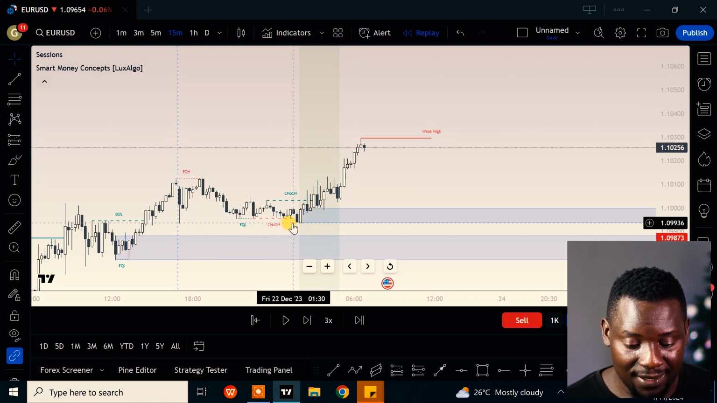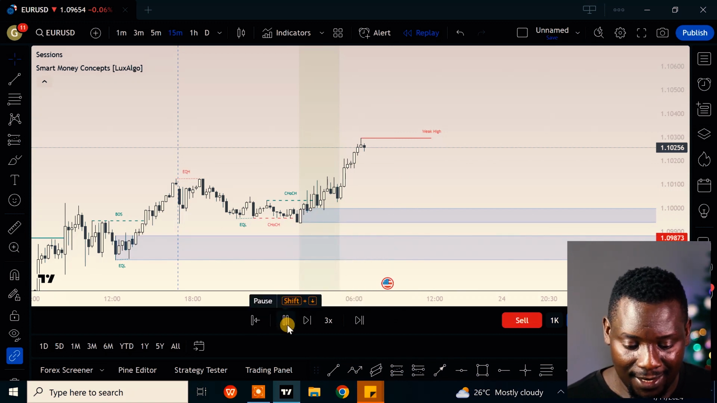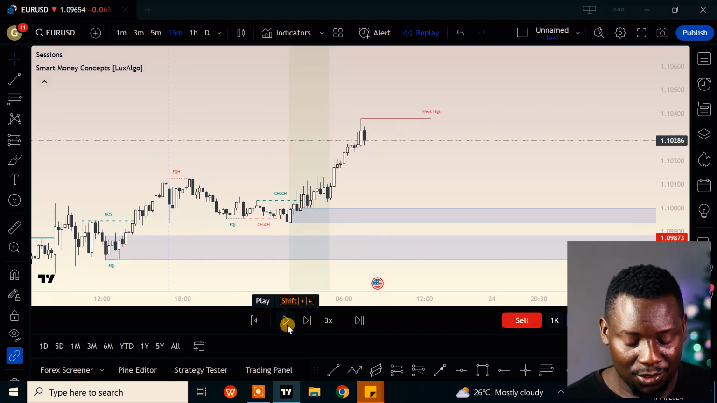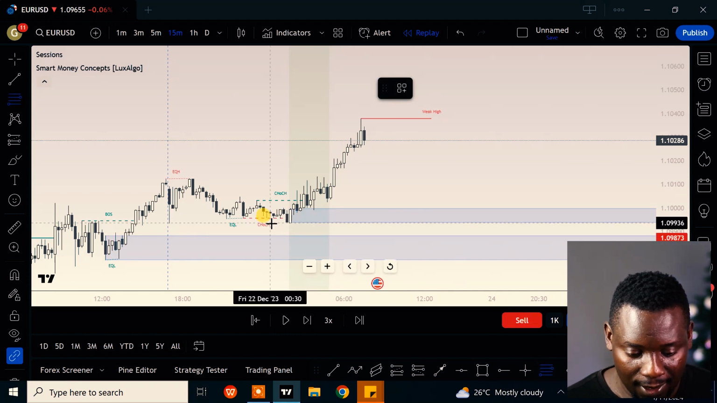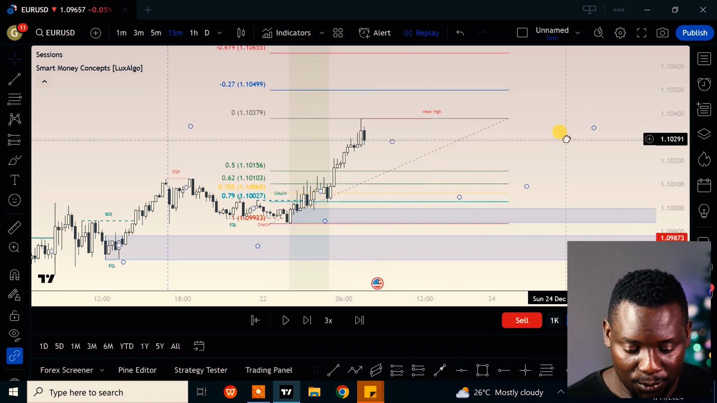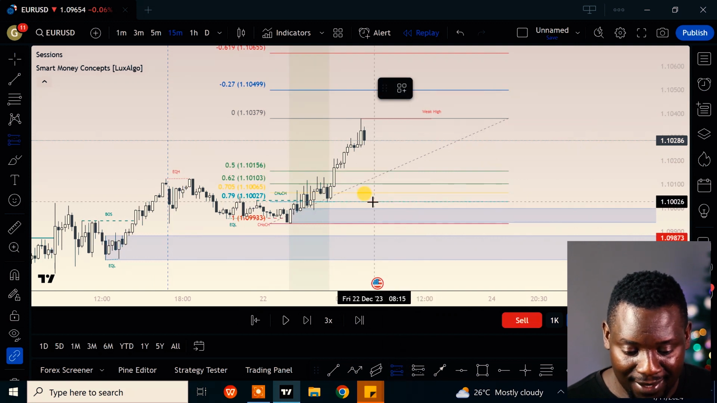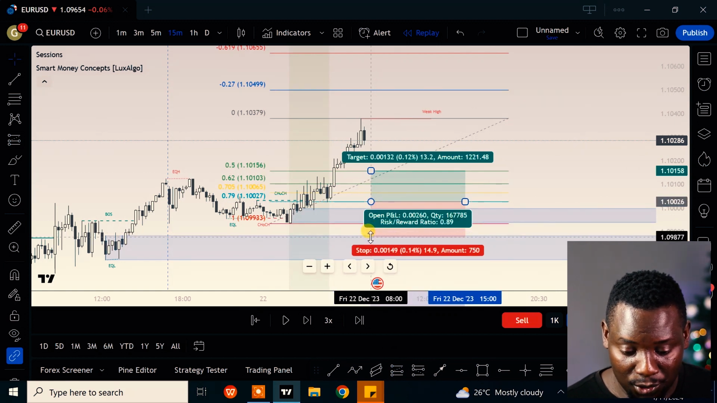So we shall use this as our swing low, and then let's try and play price as we get to that 8 a.m. hour when the New York session actually kicks off. Let's try and use our fib tool and then draw. Let's draw our fib tool. Remember, we're looking to take trades at around this level right here. This is where we're looking to take trades.